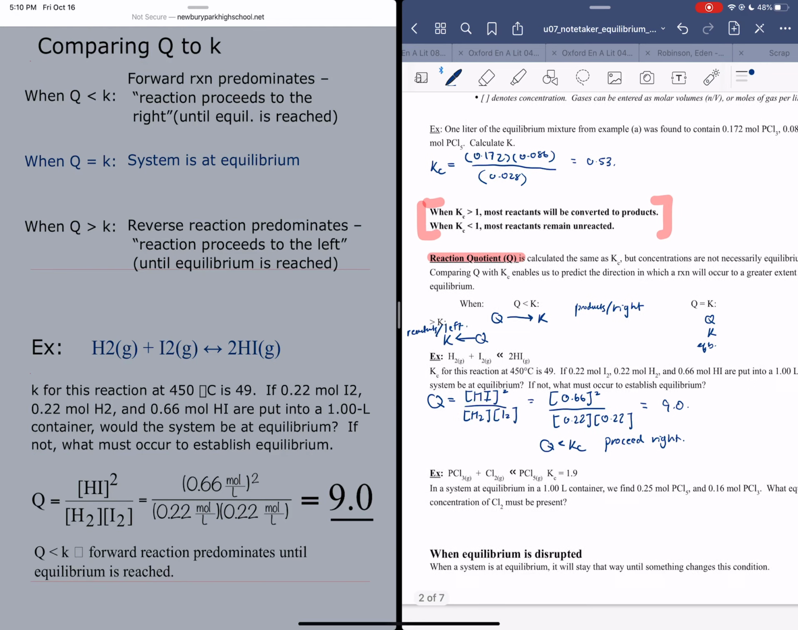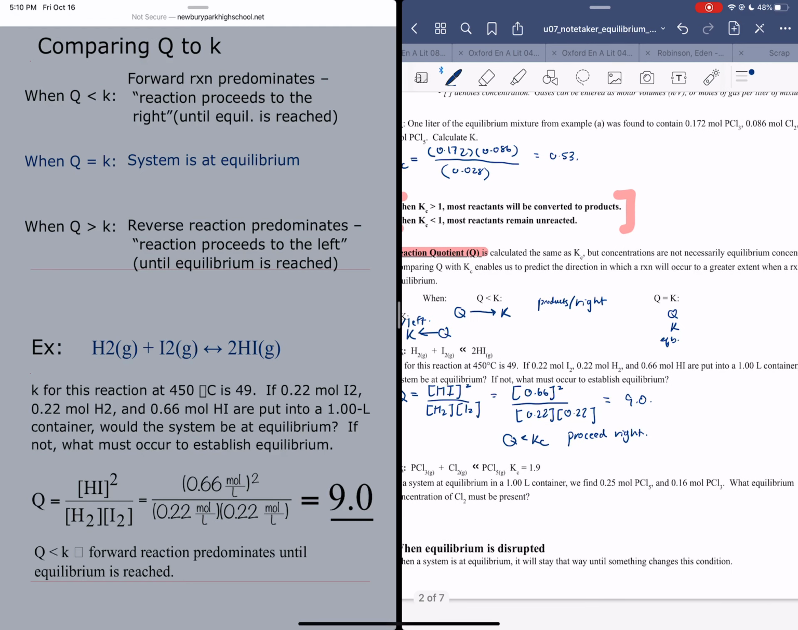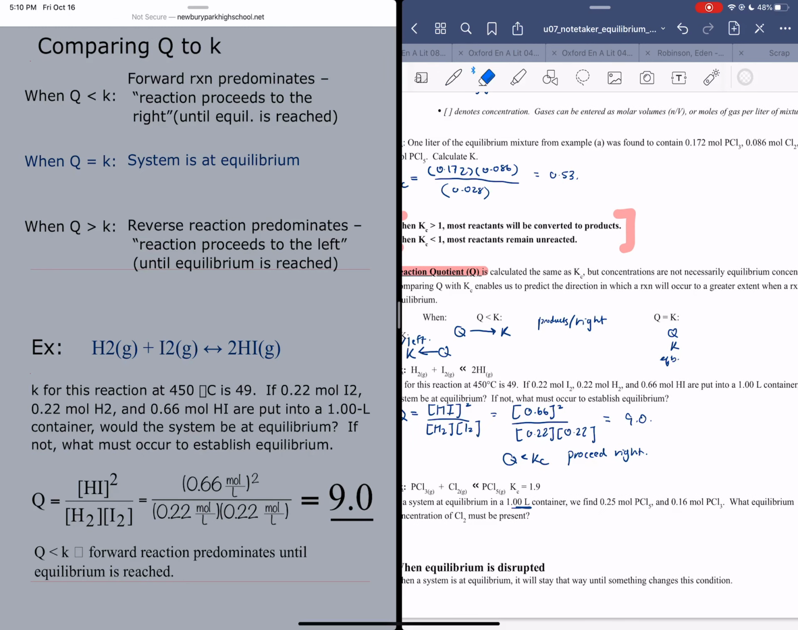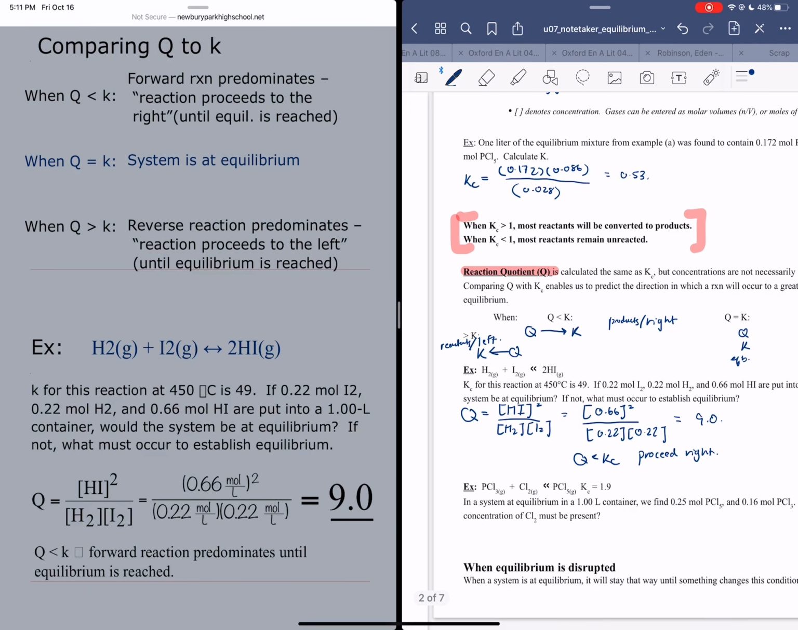So in a system at equilibrium in a 1 liter container, we find 0.25 mole PCl5 and 0.16 mole PCl3. Again, this is 1 liter, so you don't have to worry about converting to molar because you're just dividing by 1. What equilibrium concentration of Cl2 must be present?